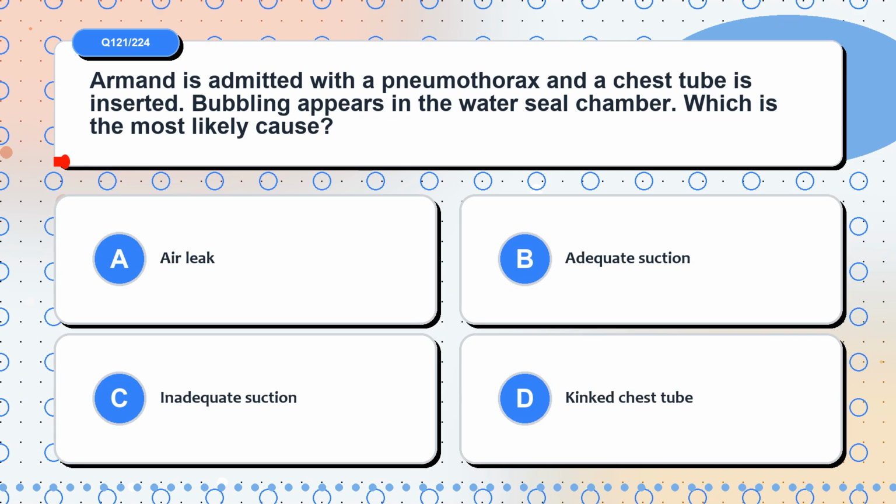Question 121. Armand is admitted with a pneumothorax and a chest tube is inserted. Bubbling appears in the water-sealed chamber. Which is the most likely cause? Here are the options. Option A. Air leak. Option B. Adequate suction. Option C. Inadequate suction. Option D. Kink chest tube.